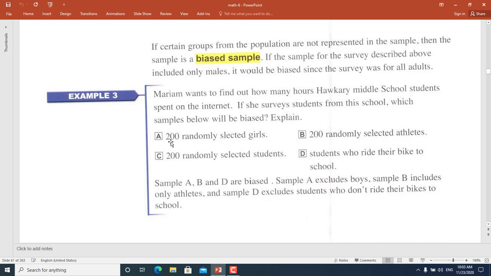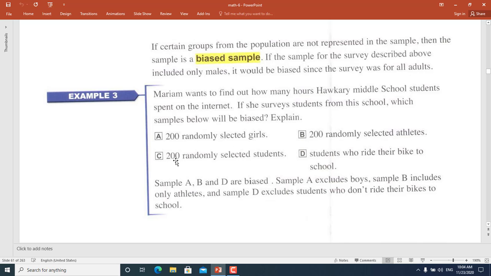So from A, we have 200 randomly selected girls. So the boy students don't have any chance to be selected. So it is a biased sample. And B, 200 randomly selected athletes. So from there also it's a biased sample because it includes just athlete students.